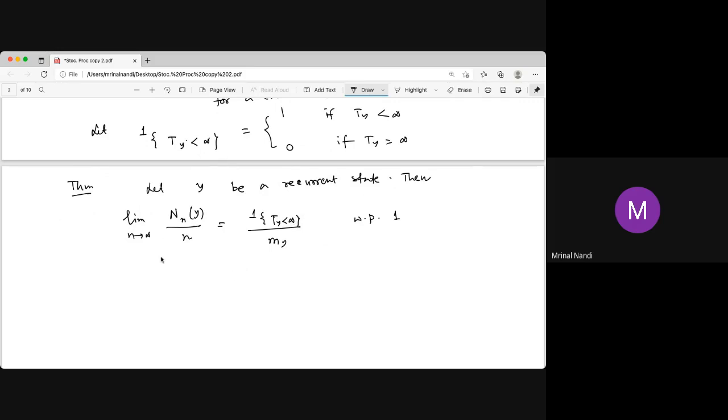It's slightly complicated, and the corresponding expectation, the limit as n tends to infinity of G_n(x,y) divided by n, sorry, it should be n, is equal to rho_xy divided by m_y for all x belonging to the state space.